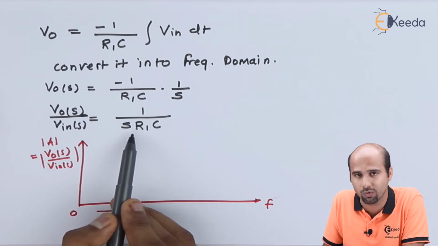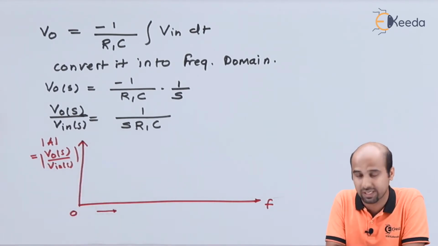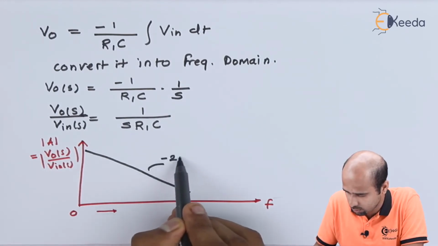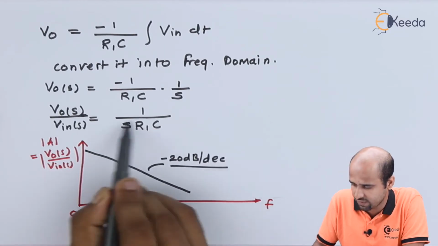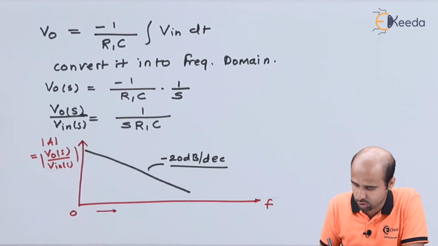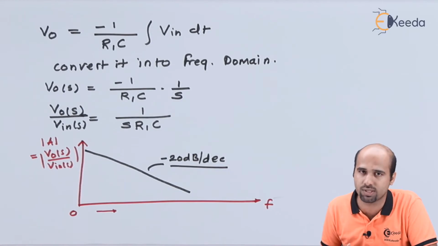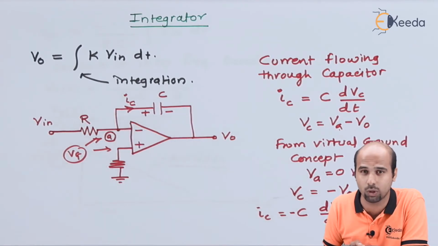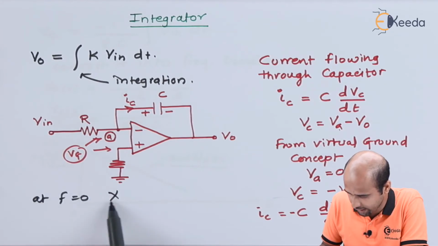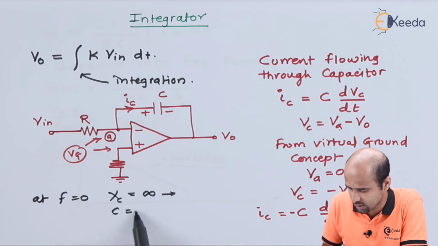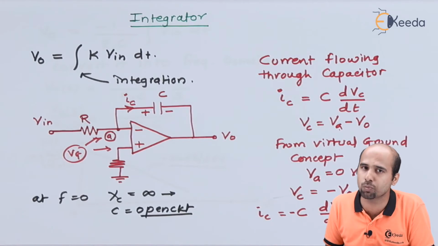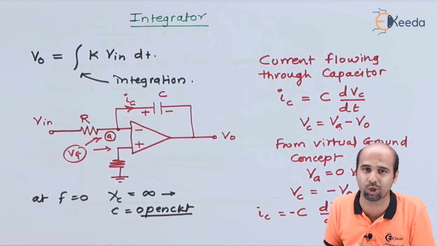So as S increases, what will happen? As S increases, the value of gain will decrease. This value will decrease, and this shows minus 20 dB per decade, because we are having a pole at origin. This particular graph is not showing a constant value up to a particular frequency. What will happen if frequency is equal to 0? From the circuital point of view, at f equal to 0, your XC is infinite. That means C is an open circuit. That means this closed loop configuration will no longer act as closed loop configuration. Rather than that, this will act as open loop configuration, and that is not feasible.